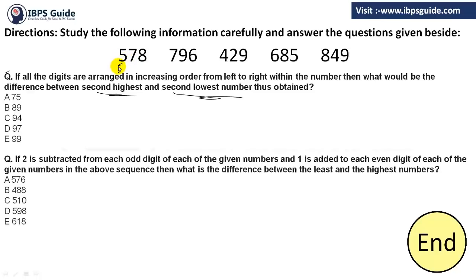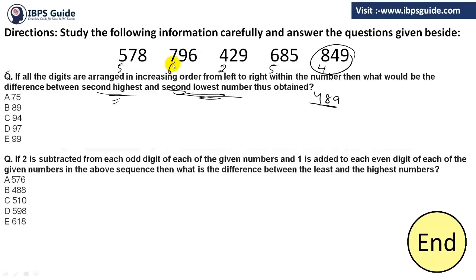In this we have 5 in the front. In this we have on the first place 6. In this we have 2. In this we have 5, and in this we have 4. So what we need is the second lowest. So the second lowest will be this number, that is 489, because after 2 it will be 4, so it will be the second lowest, and we need the second highest.